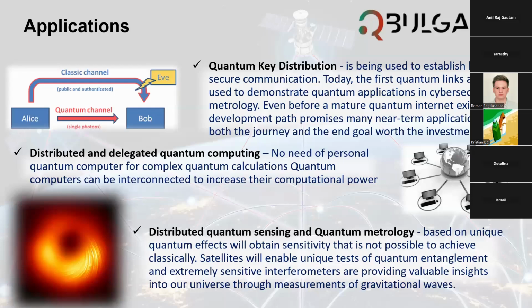Another feature is distributed quantum sensing and quantum metrology. Based on unique quantum effects, we obtain sensitivity that is not possible to achieve classically. Satellites will enable unique tests of quantum entanglement. Extremely sensitive interferometers are providing valuable insights into our universe through measurements of gravitational waves, for example. We can remember this stunning picture of a black hole captured in 2017, I believe. It was made by multiple connected and synchronized ground-based sensors, like a big telescope, big like the Earth. So yeah, combining multiple sensors will increase their sensitivity and accuracy.